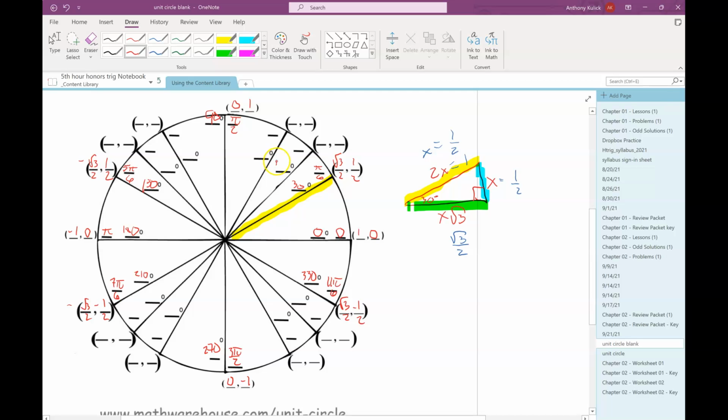Okay. Next up is 45 degrees, or pi over 4. So we'll draw our 45, 45, 90 triangle. And since the hypotenuse has to equal 1, then x would have to be 1 over root 2.